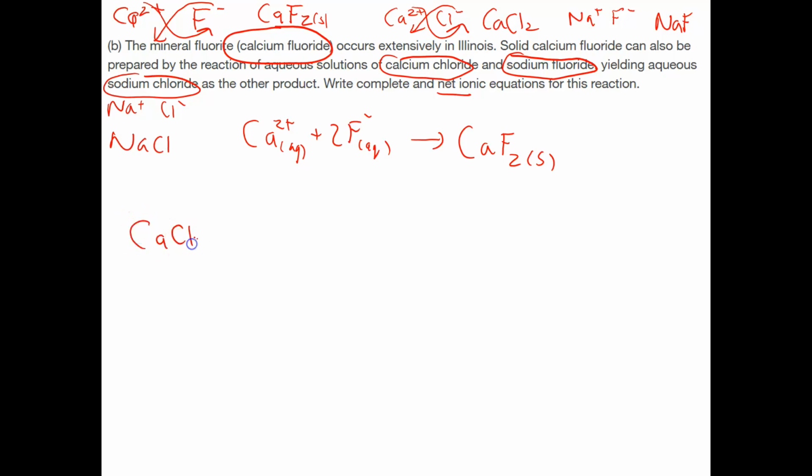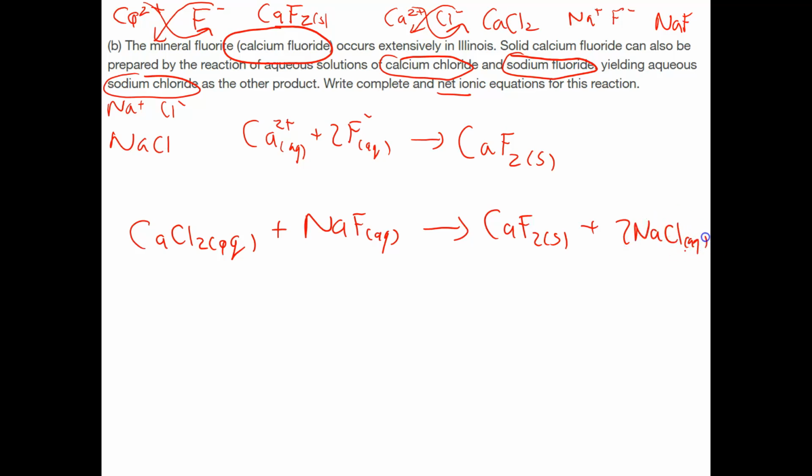Calcium chloride aqueous combines with sodium fluoride aqueous to form calcium fluoride solid and sodium chloride aqueous. And we're going to have to do a little bit of adjustment here to get everything to balance. Okay, so there's our molecular form of the equation with the correct phase labels.